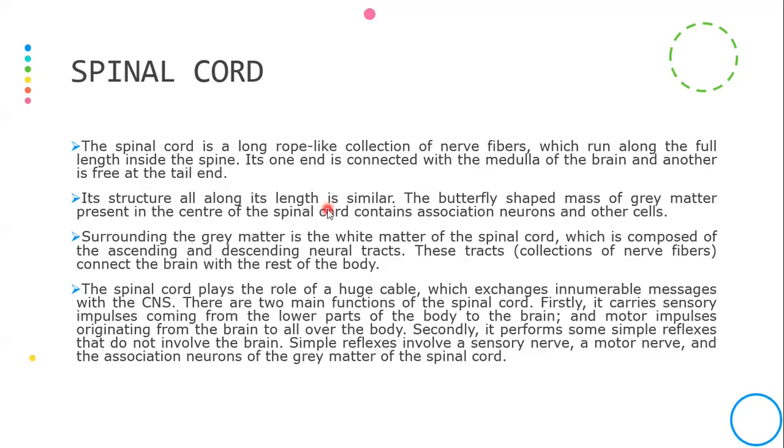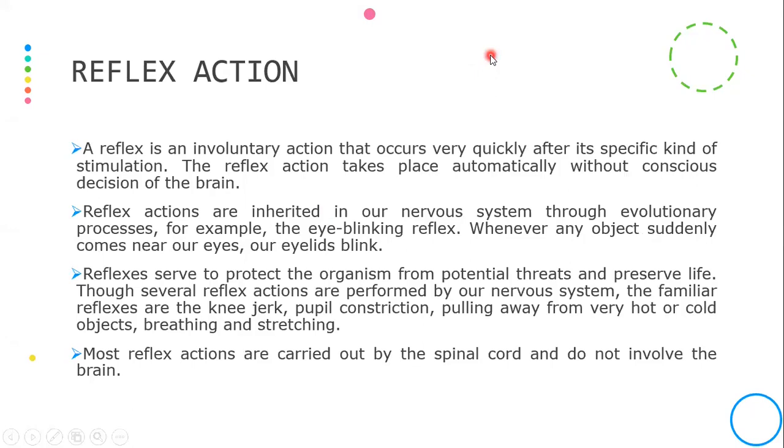And there is a special and unique functioning of the spinal cord, that is the reflex action. The medulla oblongata and the spine will combinedly take these reflex actions. Particularly here it is defined as the spinal cord. What do you mean by reflex? A reflex is an involuntary action. It is at an unconscious level that occurs very quickly after a specific kind of stimulation. The reflex action takes place automatically without conscious decisions of the brain. The brain is not involved.